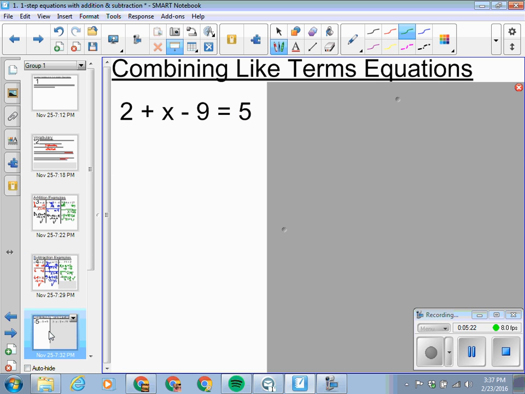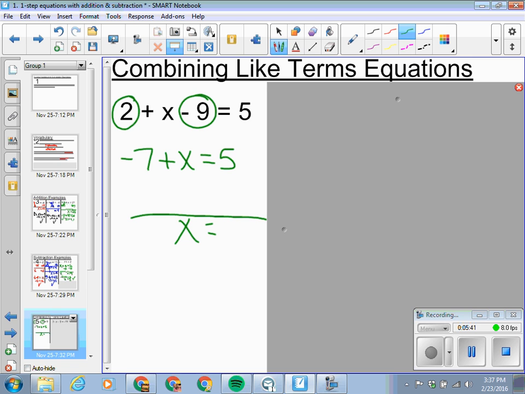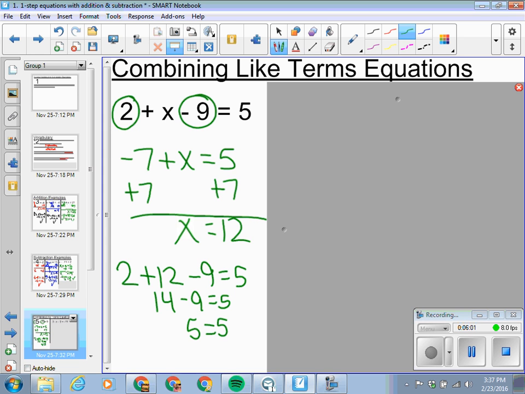Let's involve some things from last unit. Combining like terms. 2 plus x minus 9 equals 5. Well, on the left side, we combine like terms. So we've got our 2, we have our negative 9. Combine that to make negative 7. Negative 7 plus x equals 5. We want to have x equal something. So get that by itself by adding 7 to this side, add 7 to this side. x equals 12. And we can plug that back into the original problem: 2 plus 12 minus 9 equals 5. 2 plus 12 is 14. Minus 9 equals 5, and it sure does check out. We are good.